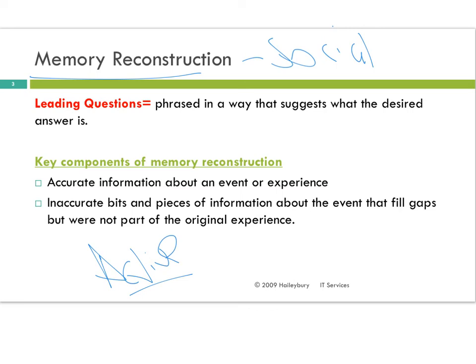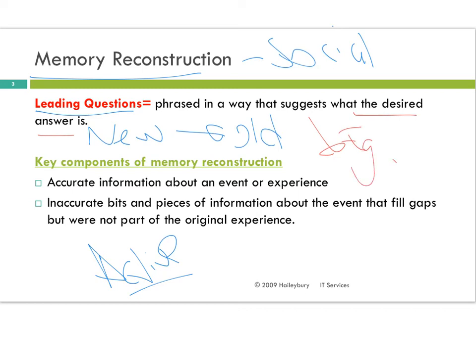Now, in the context of this dot point, we're looking at leading questions as that new information that is integrated into an older memory. Leading questions are questions that are phrased in a way that suggest what the desired answer is. So you need to make sure you know examples of these leading questions. So things like, "Oh, did you see the fight that broke out at recess?" rather than, "Did you see a fight?" What "did you see the fight" is insinuating is that there was actually a fight, when in fact there may not have been one.